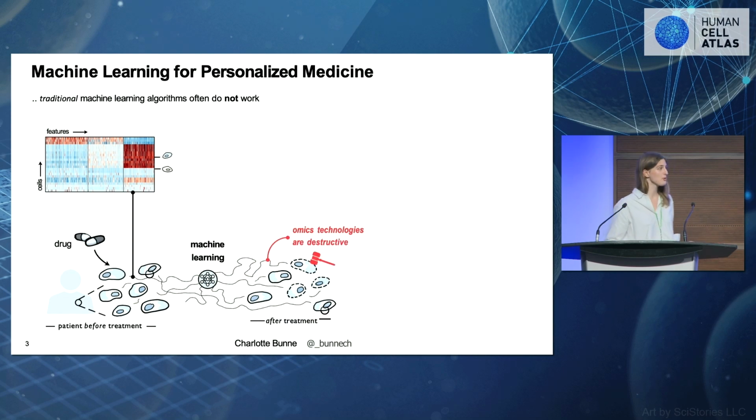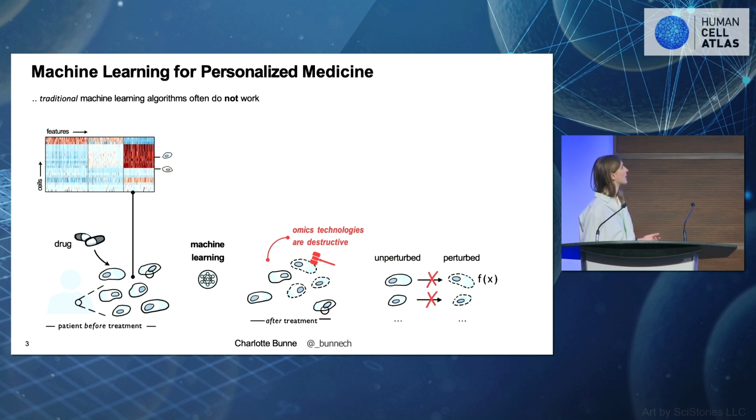So as you all know, single-cell technologies, omics, are destructive. So every time I measure a cell, I actually need to destroy it. So what I'm interested in here, the dynamic response of a patient to a drug, is nothing I can actually measure. I can only measure the cell population before or after. And I somehow need to fill in the gap.